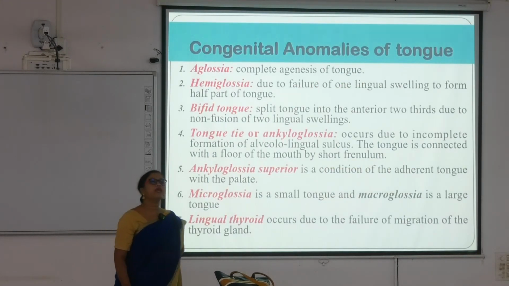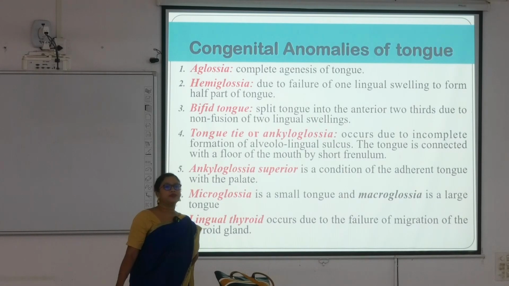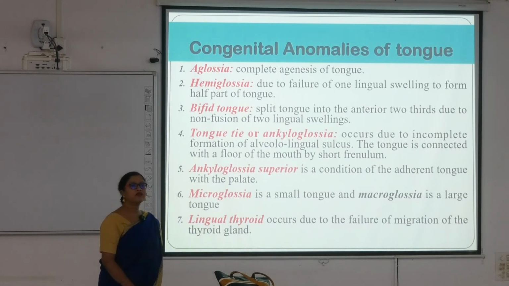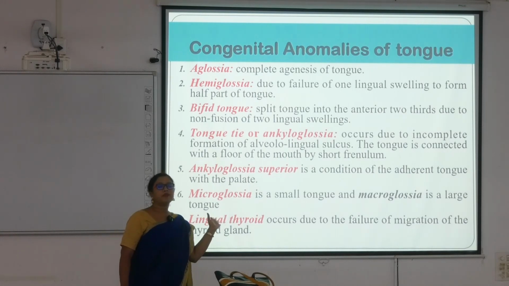Now write it down about anomalies. How many anomalies are there? First one is aglossia, there is no tongue. Next one is hemiglossia, half of the tongue develops, the remaining half is not there. Then bifid tongue. Then ankyloglossia, the main thing you will come across.